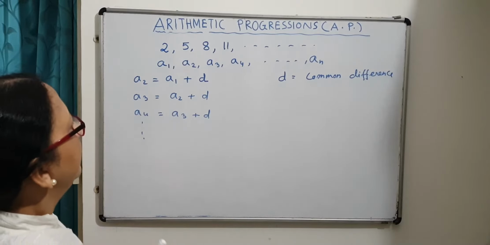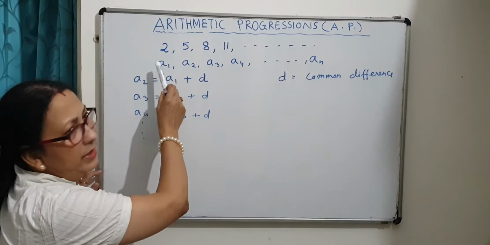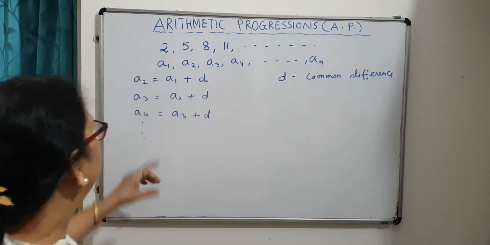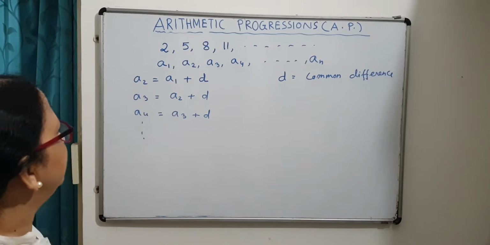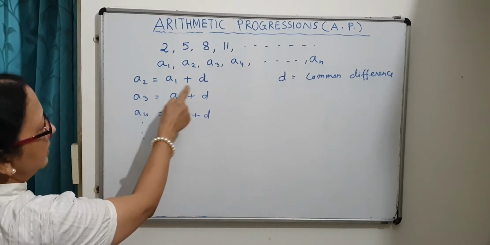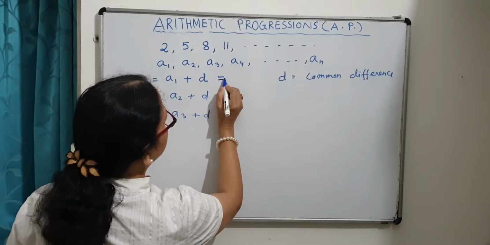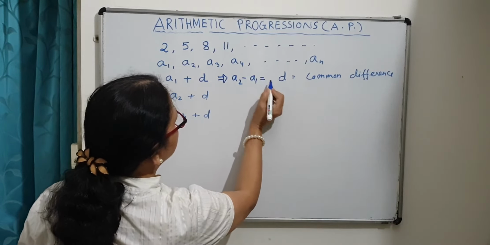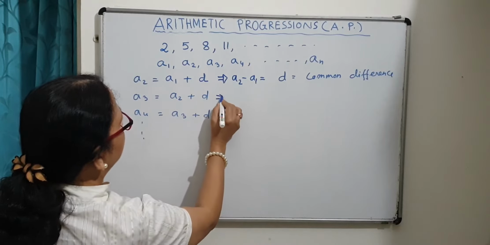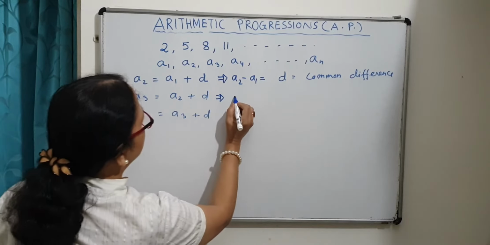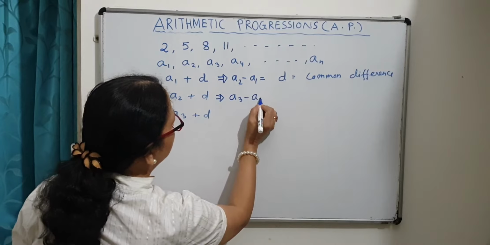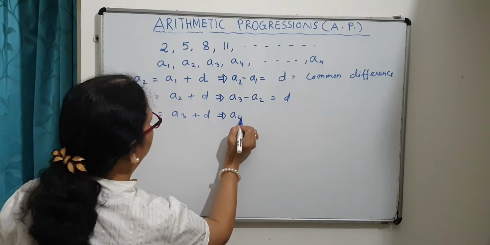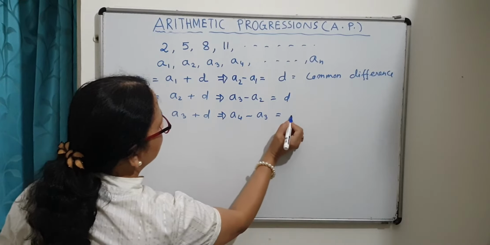How will you know whether a given sequence is in AP or not? For that, from this we see that A2 minus A1 is D. Here also A3 minus A2 is also D. A4 minus A3 is also D.